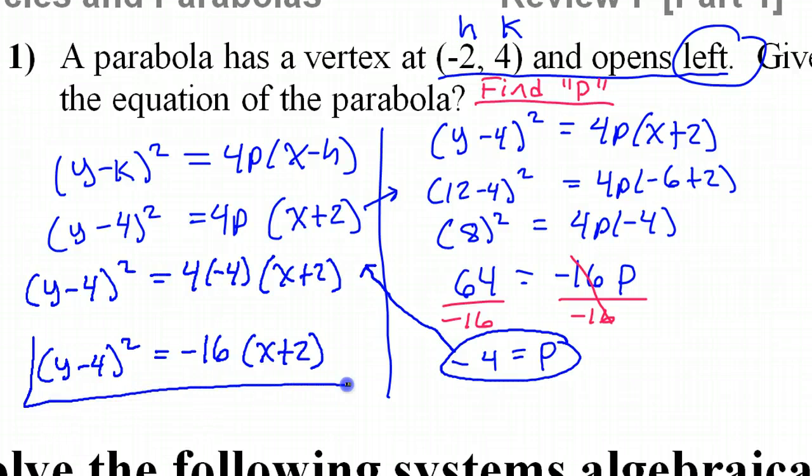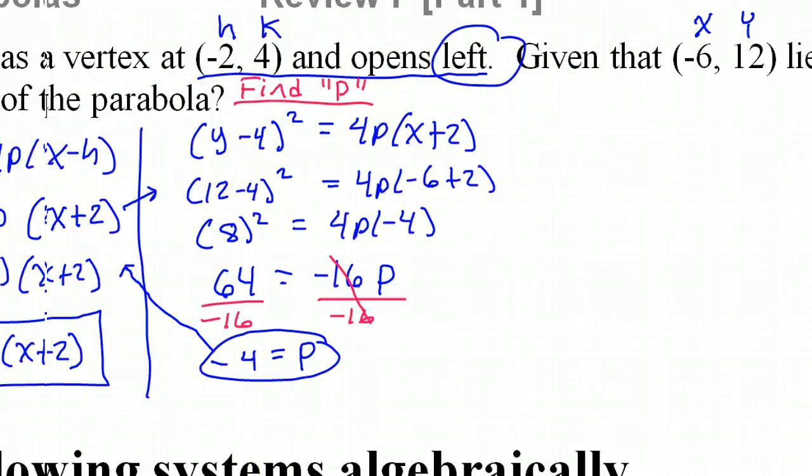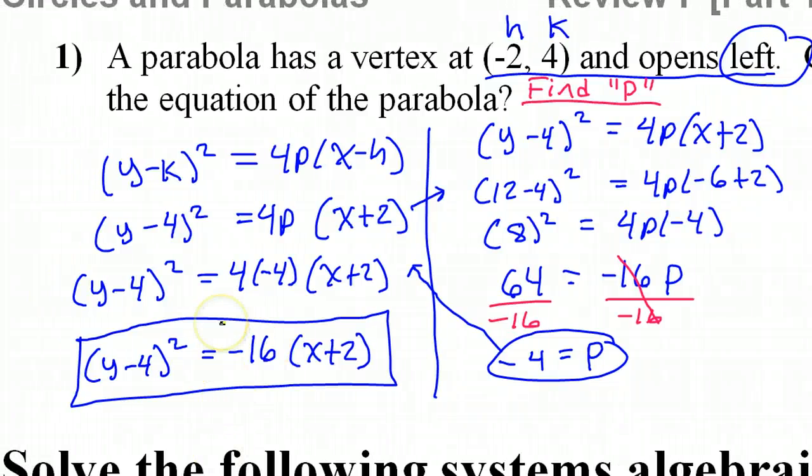So this would be the equation of the parabola that has this as the vertex, opens left. See the negative just like we thought, and the y squared, so that's left, and it does contain this point. We just proved it because we plugged it in. That's it for number 1.